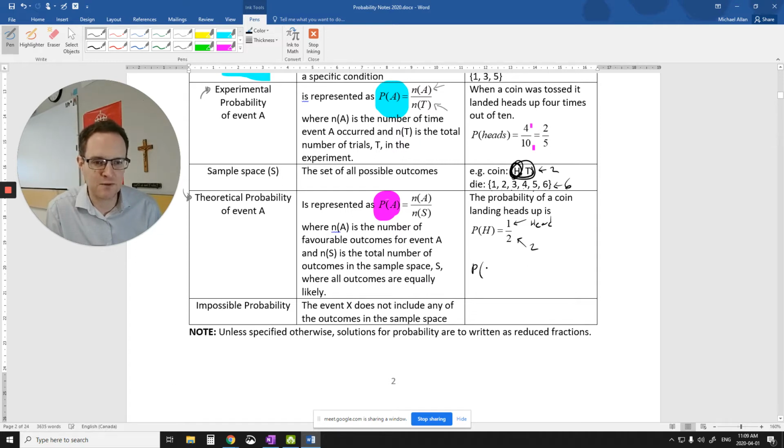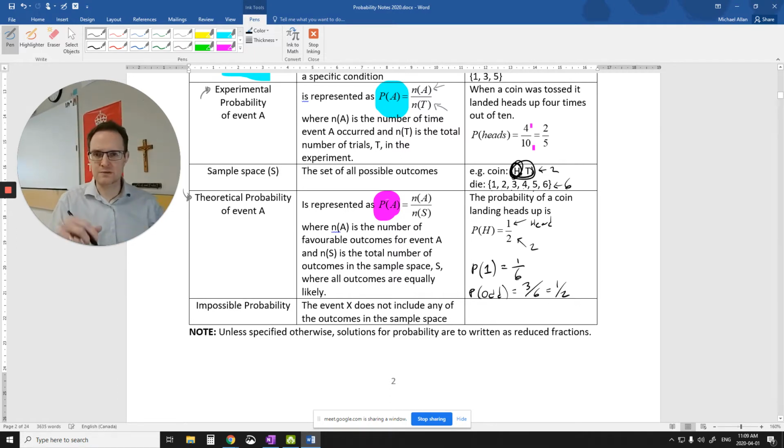So maybe the probability of rolling a 1 on a die would be, well, I have 1 in my sample space, and there's 6 of them in total. Or maybe the probability of rolling an odd number on a die. So if I look up here, there's 1, 2, 3 odd numbers. So 3, and there's 6 in total, so it's a 50% chance or a half probability there.